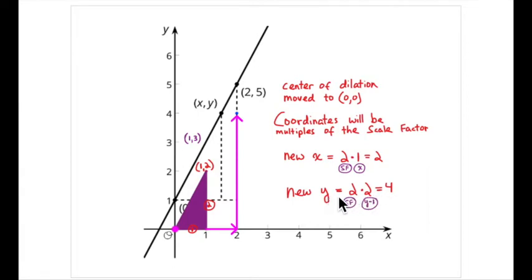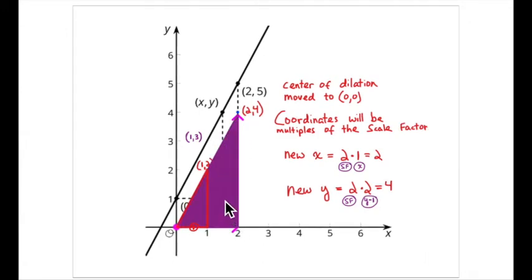So the new y value is going to be related to that 4, but that's not going to be the y coordinate. That's the vertical distance. So now we're at 2, 4. So we've gone out 2 units and we've gone up 4 units. So that's actually dilating this triangle from a center of dilation at 0, 0 and using a scale factor of 2. So it's gotten us out to here. So this is a dilation of the red triangle.